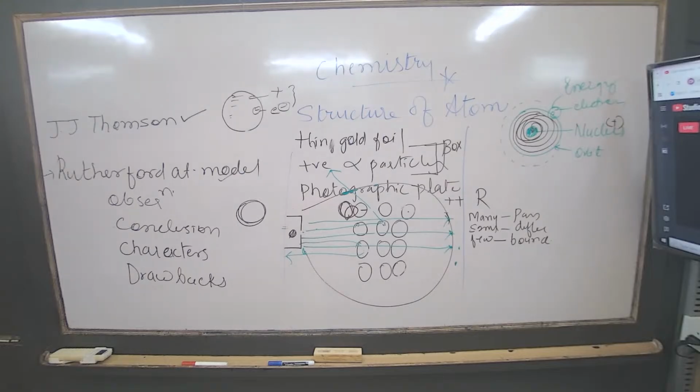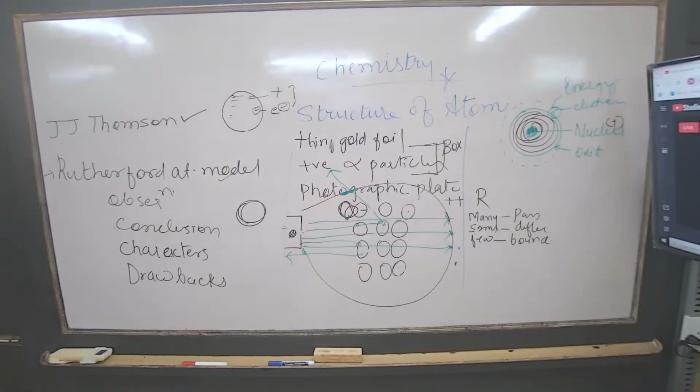Then the next one: the size of the nucleus is very small as compared to the size of the atom. है ना? छोटा सा डॉट बनाना है. So the size is very small. So this is the point he has given, कि ये ऐसा arrangement है.